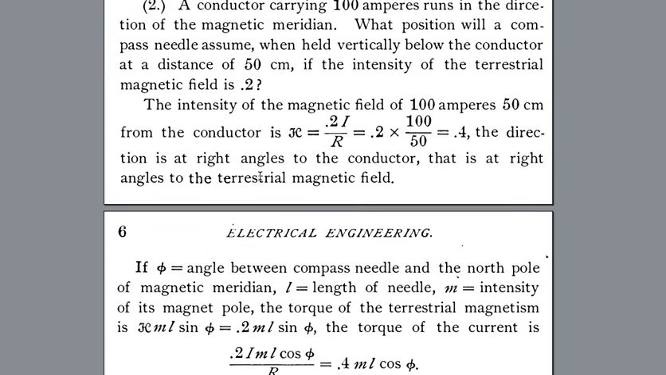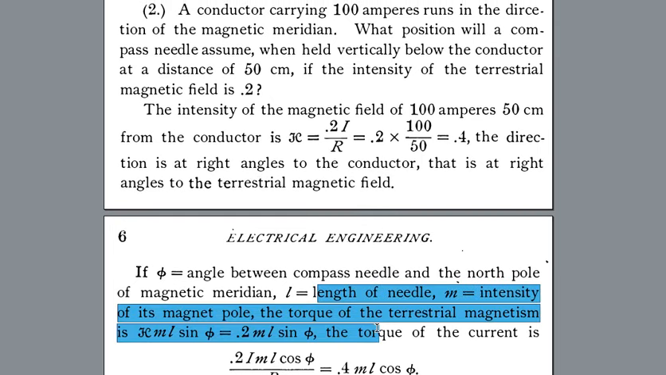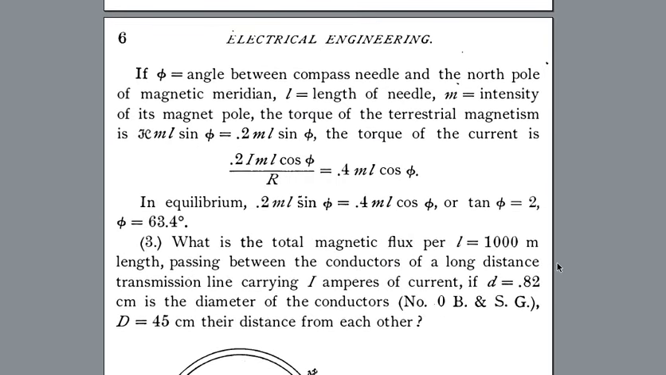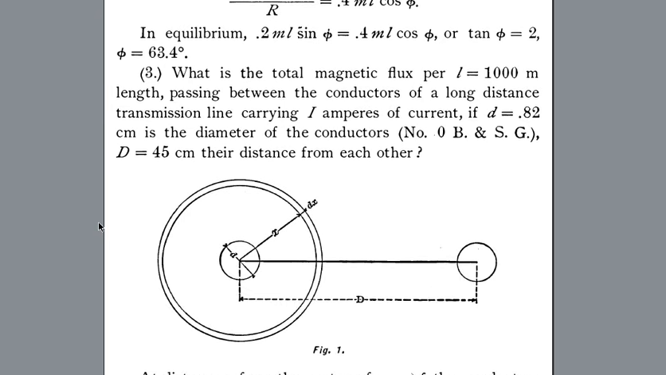If phi equals the angle between the compass needle and the north pole of the magnetic meridian, L equals the length of the needle, and M equals the intensity of its magnet pole, the torque of the terrestrial magnetism is H times M times L times sine of phi, which equals 0.2 times M times L times sine of phi. The torque due to the current is 0.2 times I times M times L times cosine of phi divided by R, which simplifies to 0.4 times M times L times cosine of phi. In equilibrium, these torques are equal. 0.2 times M times L times sine of phi equals 0.4 times M times L times cosine of phi. Dividing through by M times L, this simplifies to tangent of phi equals 2 and phi equals 63.4 degrees.